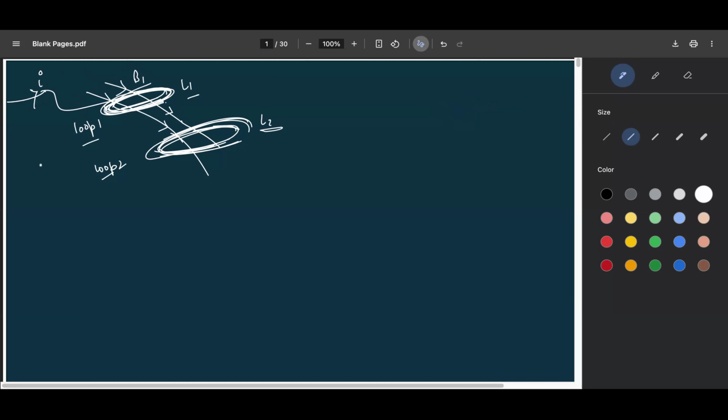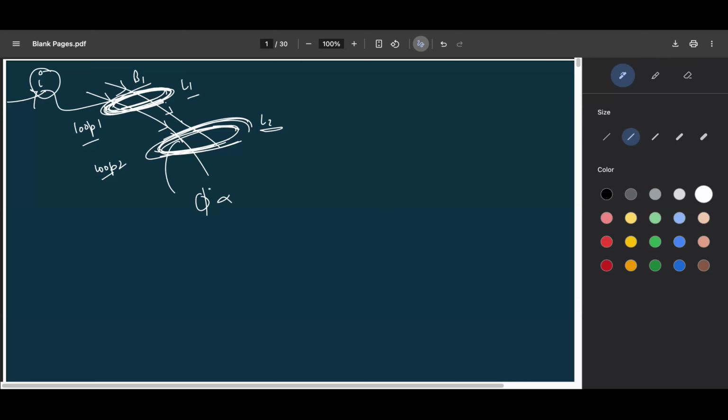Why loop one? Because the current flowing in this loop provides a magnetic field, and this magnetic field is passing through another loop. When a magnetic field passes through a loop, there's a flux change. This flux depends upon the value of this magnetic field. Also, this magnetic field is caused by this current.